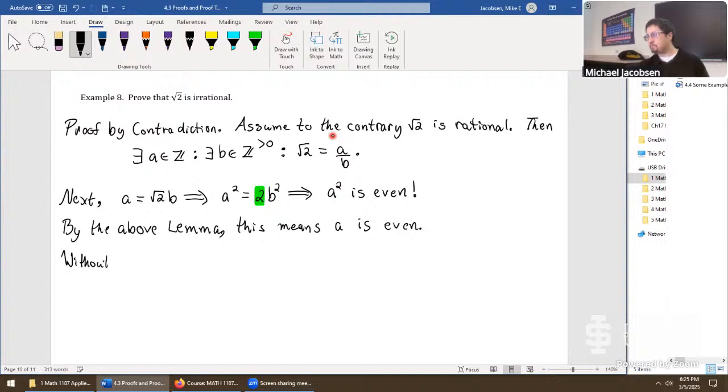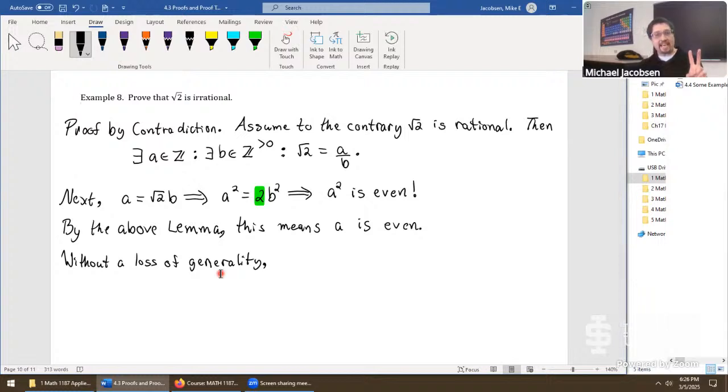Without a loss of generality, this is like a big buzzword whenever proofs are going on. It's kind of like saying proof by contradiction. It's alerting you something is about to happen. And when you say without a loss of generality, something interesting is about to happen as well.